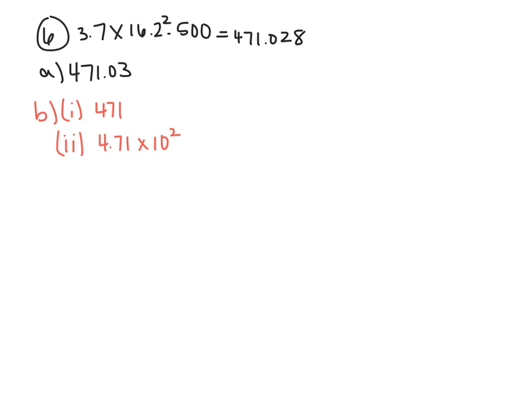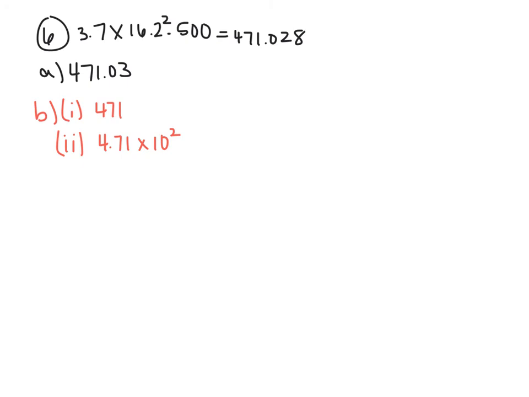So number 6 is the topic 1 question. They give us 3.7 times 16.2 squared minus 500, and they want to know some rounding and estimation for it. So first I plugged that in my calculator and I found the exact value is 471.028. So then part A, they want us to round that to 2 decimal places. So this is an 8, so it rounds up to 471.03.